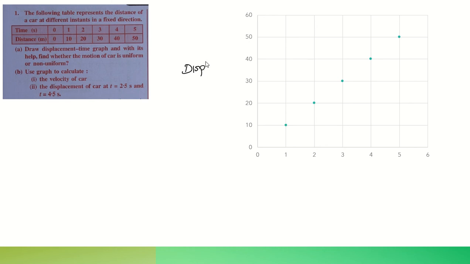So displacement in meters along y-axis, and time in seconds along x-axis. Now let's mark the values. At 0 we have 0, and when time is 1 second we have 10 meters. This is a displacement time graph. Till now what we were discussing was velocity time graph. Understand the difference. Okay, when time t is equal to 3 seconds, 30, then 4, 40, and 5 we have 50.